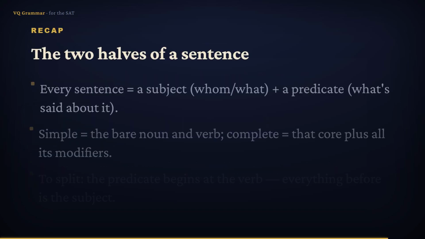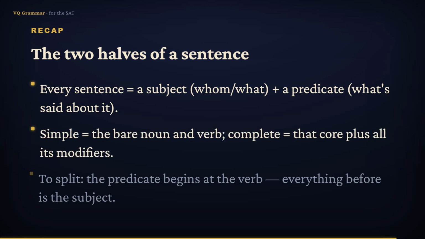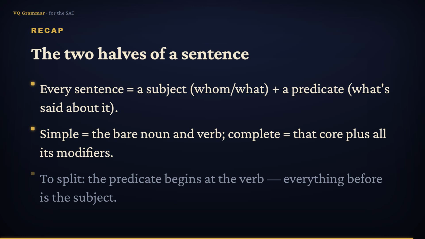Let's bring it together. Every sentence has a subject telling whom or what it's about, and a predicate telling something about that subject. The simple subject and predicate are just the core noun and verb. The complete subject and predicate add all the modifiers. To find them, locate the verb, then ask who or what is doing it. And to split a sentence, remember the predicate begins at the verb.